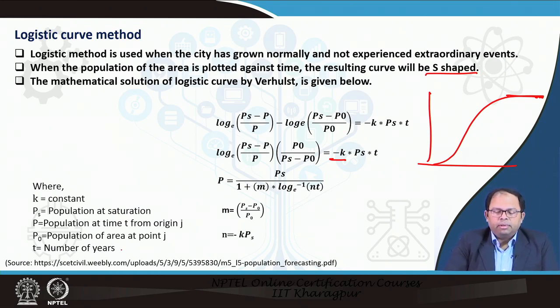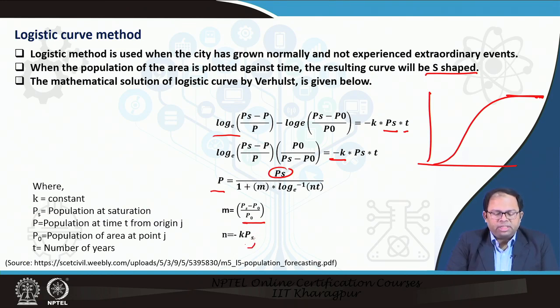So based on this particular equation, we take the saturation value into k and into time period t on this side, and we have the log values of both, where we are taking Ps minus P divided by P, and minus log e of Ps minus P0 divided by P0, and we finally come to the point where P can be estimated as the saturation value divided by 1 plus m e to the power of nt, where m is (Ps minus P0) divided by P0, which is population at saturation minus the initial population that we are talking about, and n equals minus k Ps.